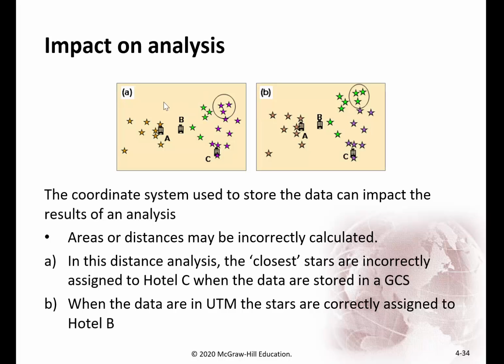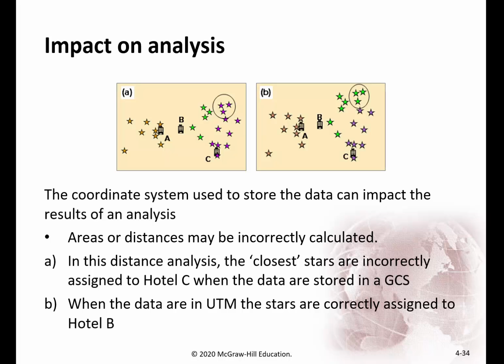Ultimately, what this is showing is that depending on how this has been projected, whether in the GCS or in UTM, these 3 stars in question are closest to Hotel C using this projection versus being closest to Hotel B using this projection. So depending on the analysis that you're doing, the projection is going to be crucial to making sure that you are doing everything correctly and, more importantly, accurately.